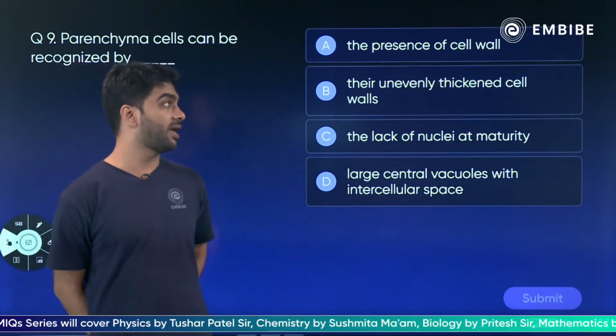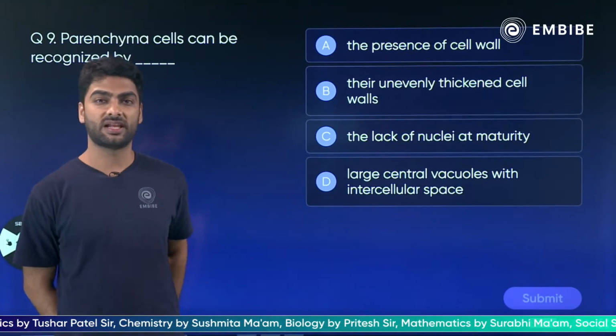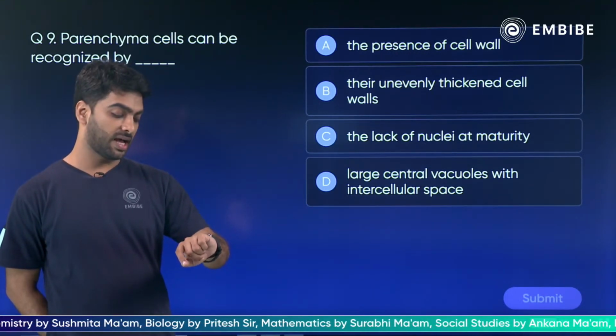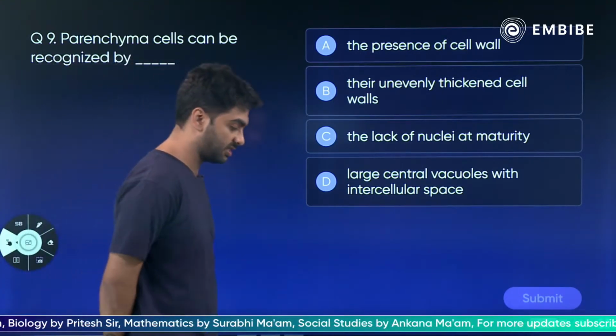Okay, Mannat has said presence of a cell wall. Man 9 also thinks it's presence of a cell wall. Okay, 30 seconds. Your time starts now. Aditya also thinks it's presence of a cell wall. ठीक है?